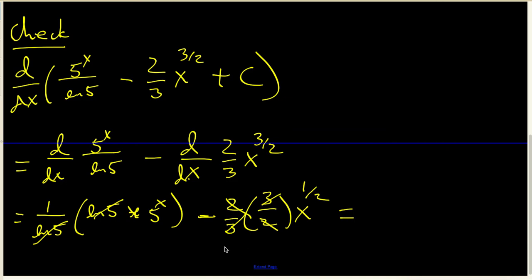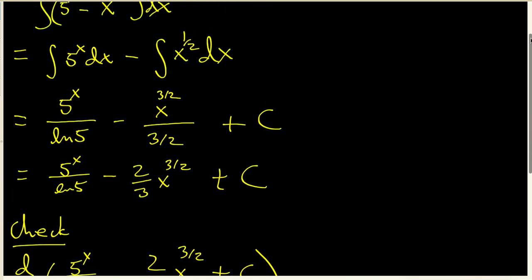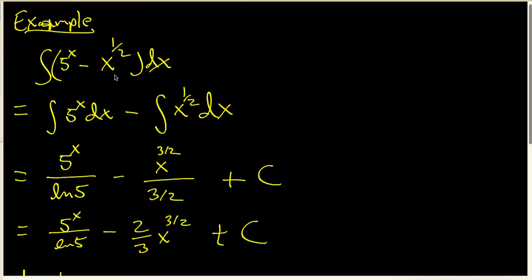And when I notice all of the arithmetic being done, I'm left with the integrand that I started with: 5 to the x minus x to the 1/2. And since this answer is exactly equal to the integrand that I started with, I know that my work is correct.